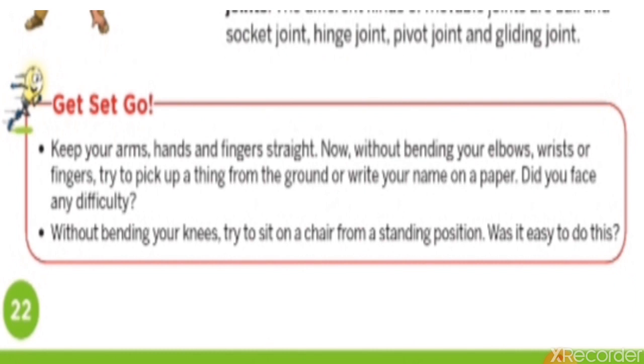So yes, definitely we can't do the activity without bending our elbow, wrist or finger. Here joints help us to pick up the thing or to help us in writing. Bones can't move without joints. On elbow, wrist and fingers, we have joints which help our body to move. This answer you don't have to write. This was only for discussion.